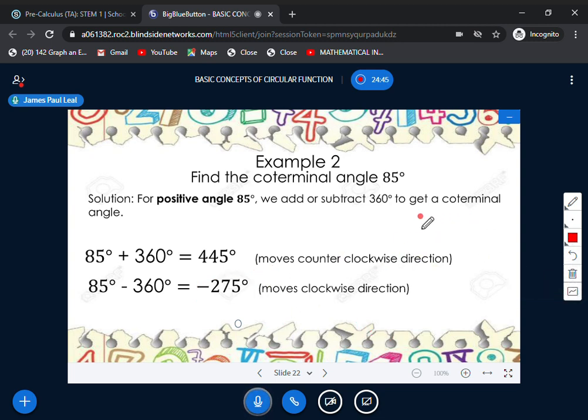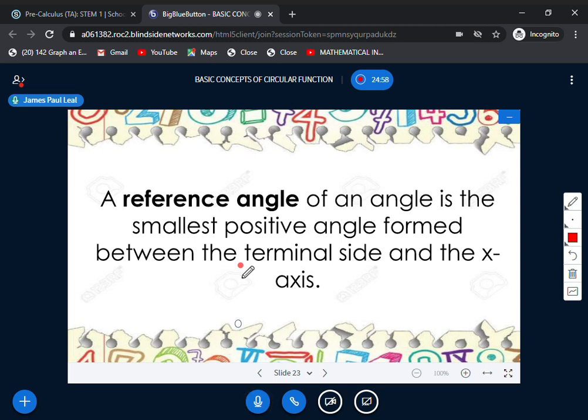Pag dito naman po, counterclockwise, pag ganito naman po siya ang movement niya. So, that is positive. Okay? I hope nakuha po yung concept ng coterminal, how to solve. And now, what will be the difference of reference angle and coterminal?